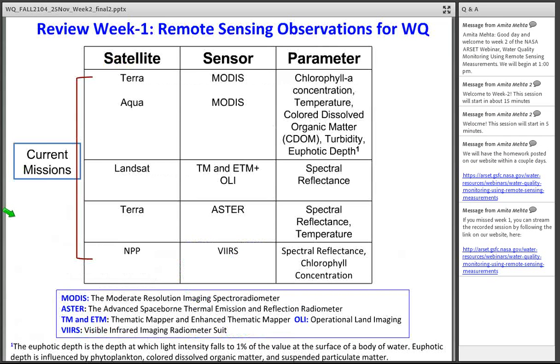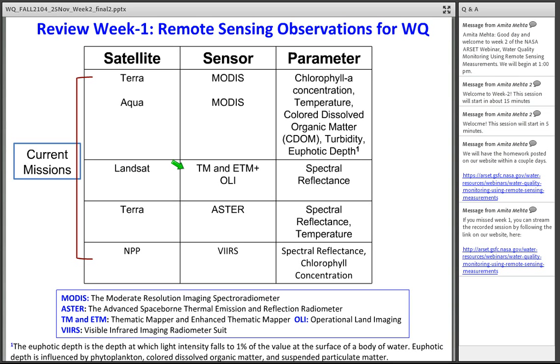These are the satellites and sensors we talked about, which are very useful for observing water quality parameters. We talked about the Terra and Aqua satellites. Both of these have a sensor, MODIS, and the parameters available from MODIS are listed here: chlorophyll concentration, temperature, CDOM, turbidity, and euphotic depth. We talked about these parameters last time.